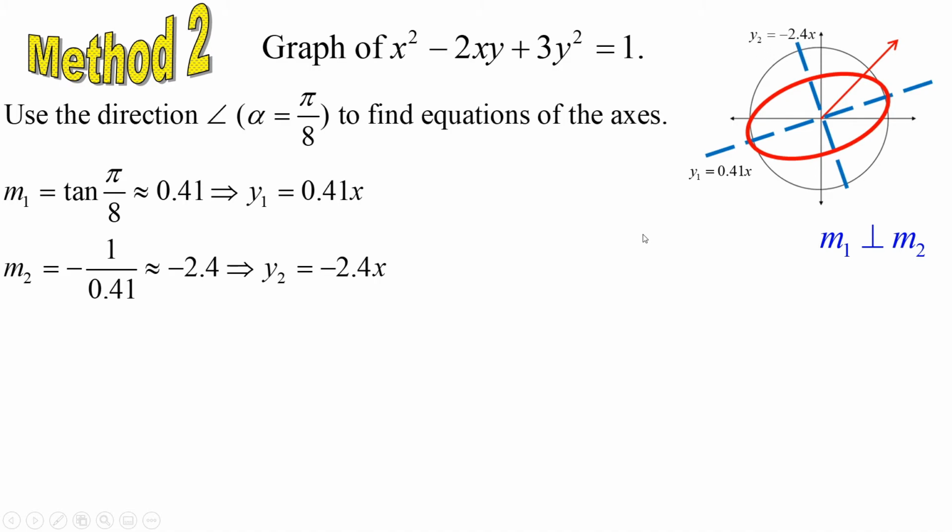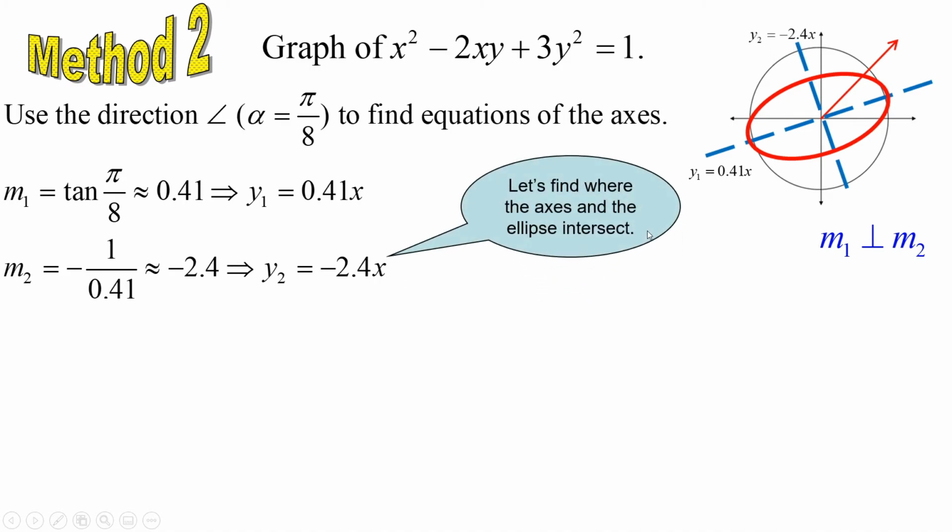So, yeah, I labeled those on the picture. And now let's find where the axes and the ellipse intersect. So there is my conic right here. And now, can I take the y's in this equation and substitute 0.41x for each y? So I'm going to make this y 0.41x and this y 0.41x, and I have to square that one.